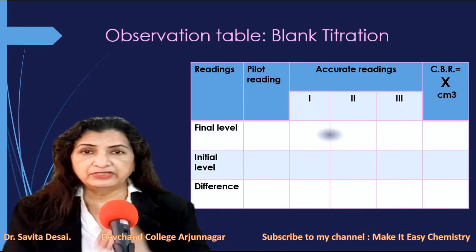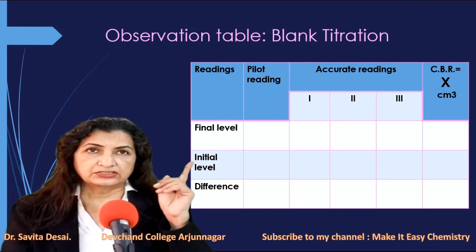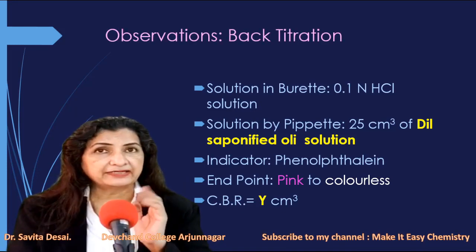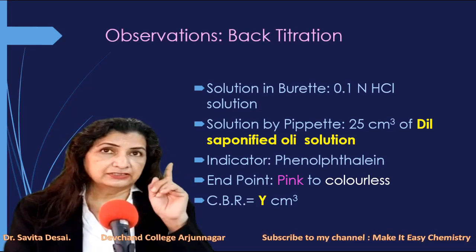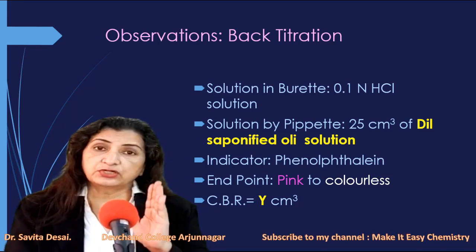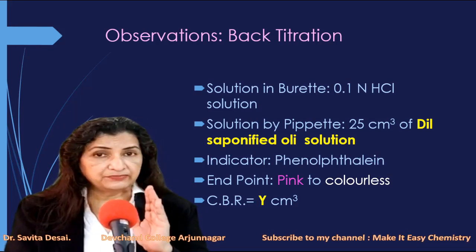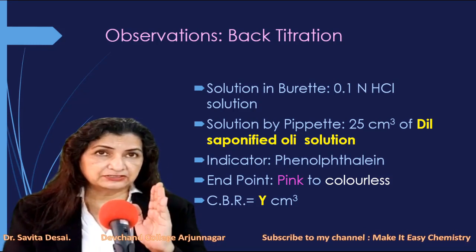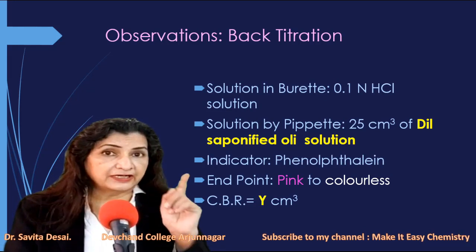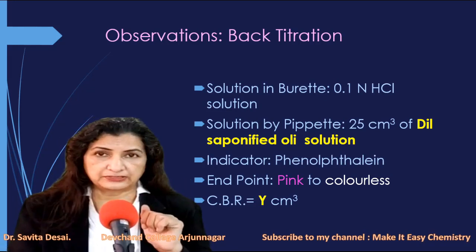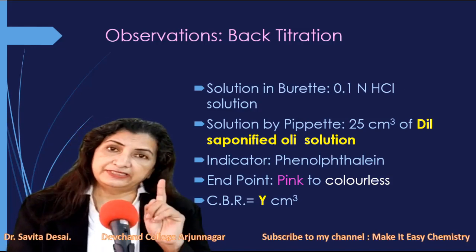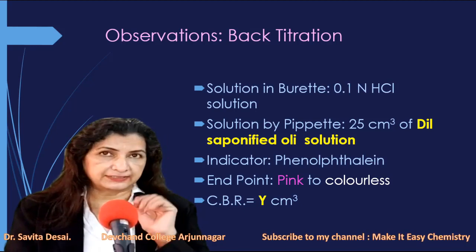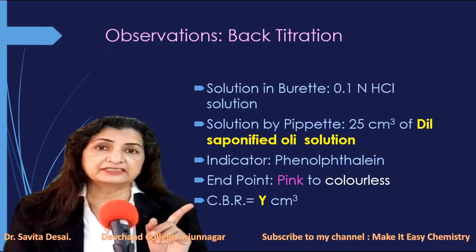The observation table we are going to draw as usual. The constant burette reading is, remember, X cm cube. Observations of back titration are very similar to that. Solution in burette is the same, 0.1 normal HCl solution. However, solution by pipette here in this part of the estimation is 25 cm cube of dilute saponified oil solution. Indicator, the same phenolphthalein, is being used. Endpoint is also the same, pink to colorless. Constant burette reading is named as Y cm cube.